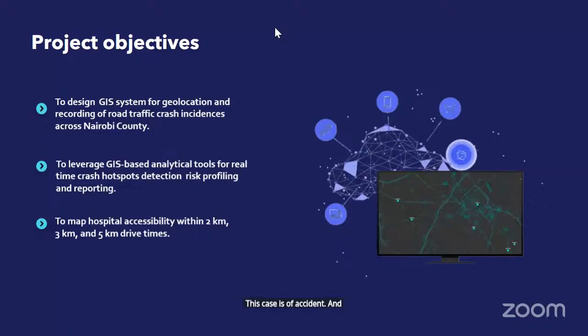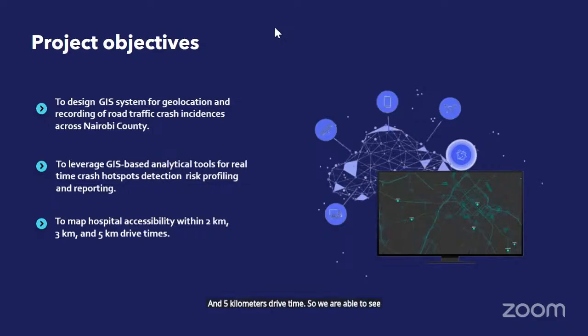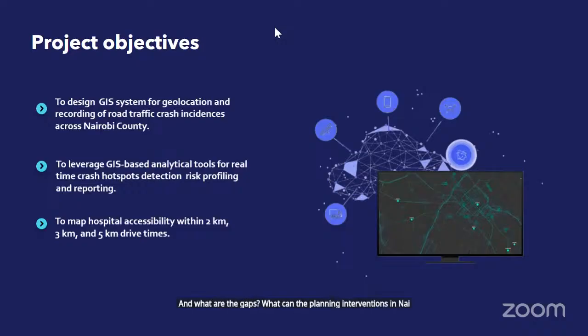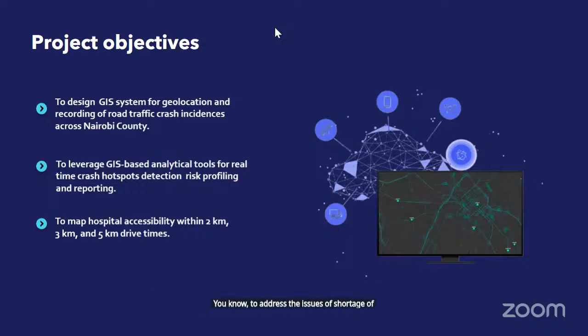And then lastly, one of my objectives was to map hospital accessibility within 2 kilometers, 3 kilometers, and 5 kilometers drive time. So we are able to see within the 2 kilometers drive time what hospital facilities are available, and what are the gaps, so that the planning interventions in Nairobi, say the city county of Nairobi, the planning agency, what interventions can they put in place, to address the issues of shortage of hospitals in the county.